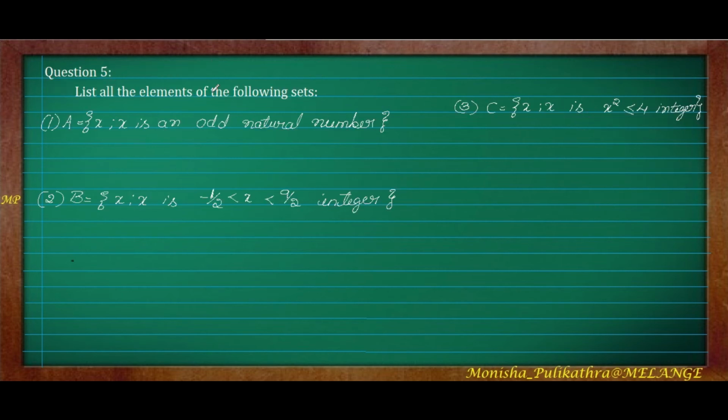Moving on to the fifth question. Here a set builder method question is given. We have to write all the elements according to the question. Okay, so first, here they have given A is equal to x colon x is an odd natural number. Okay, it is an odd natural number. They have not given the ending point of it. So any number of odd numbers we can write.